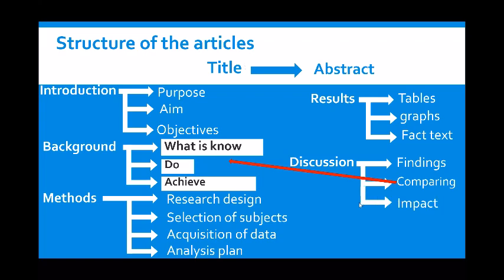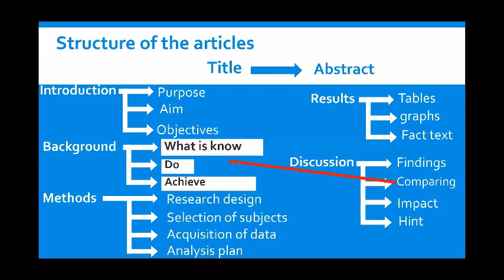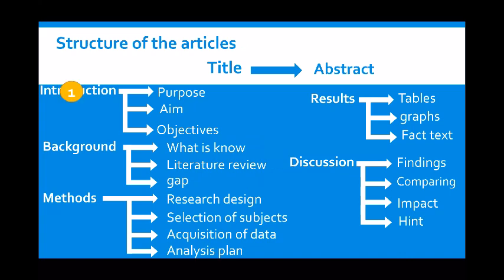And also, in the discussion they usually say something about the impact of their study or research on the field or on the population. And they will give some hint of what they are thinking, their future direction. In that place, it's allowed in the article to exaggerate a little bit, to speak outside the box. So again, the structure of an article: title, abstract, introduction, background, method, result, and discussion.